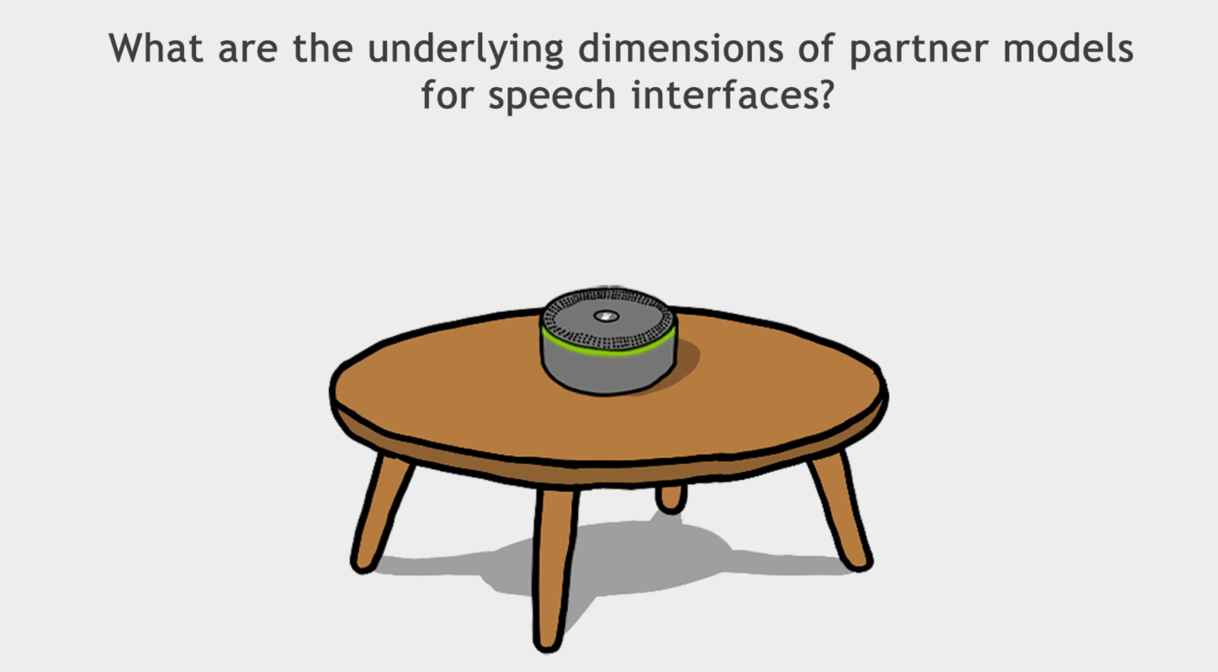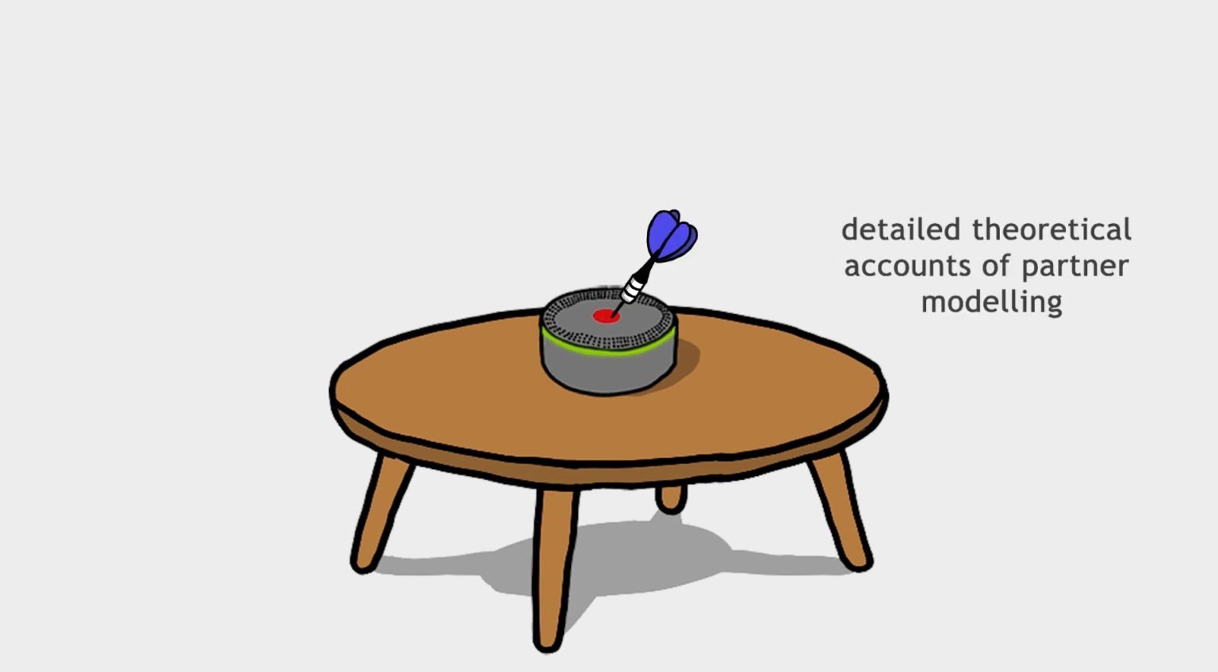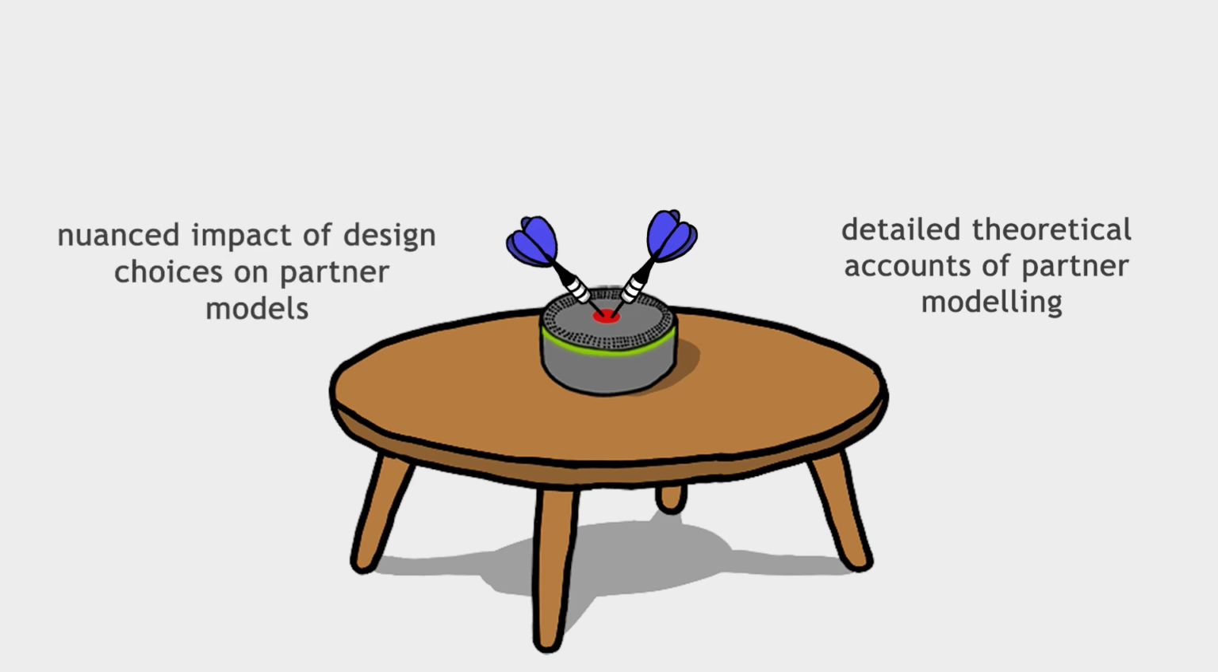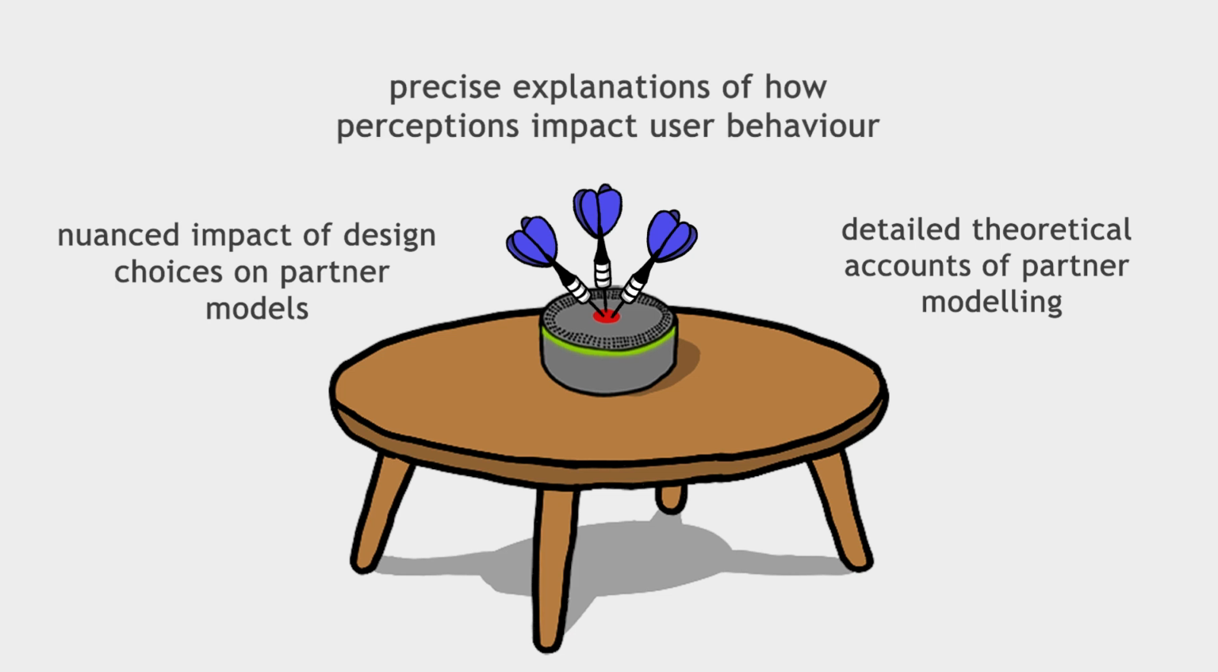A better understanding of these perceptions and the attributes that commonly contribute to them would allow us to develop a more detailed theoretical account of partner modeling, a more nuanced understanding of the impact of design choices on partner models, and more precise explanations of how user perceptions impact language production and interaction behavior.